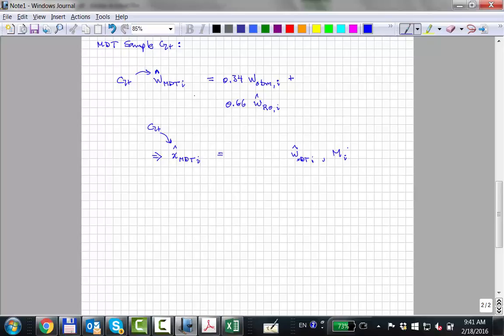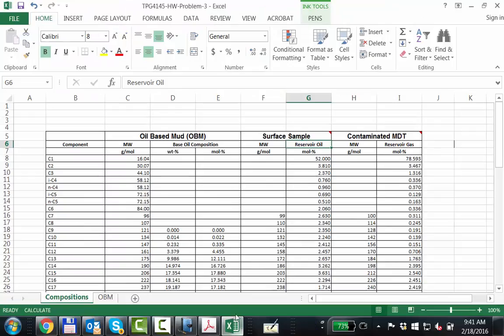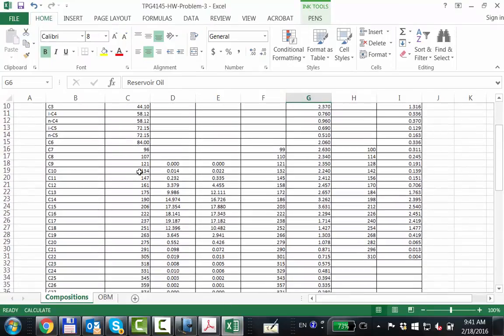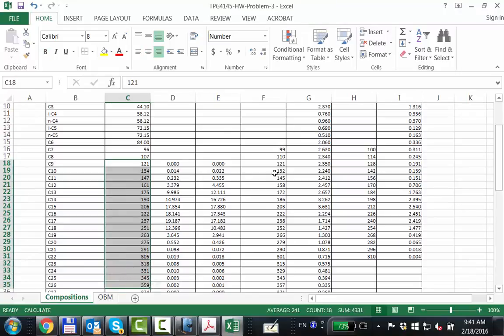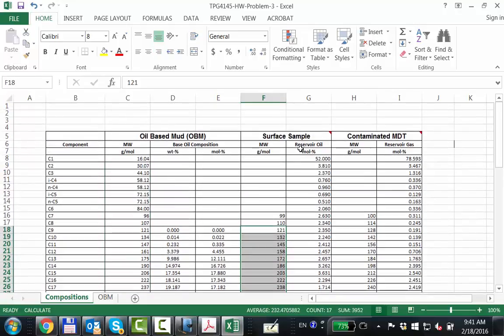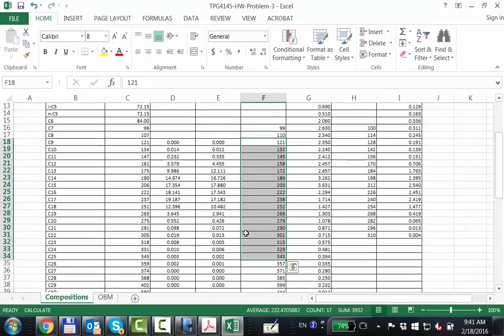Now the molecular weights for the oil-based mud are slightly different than the molecular weights. Here's for the oil-based mud, and here are the molecular weights for this reservoir oil. Don't worry about the difference. You can do it completely correct if you want. You can actually calculate what's the average molecular weight of C15, but don't worry about that.